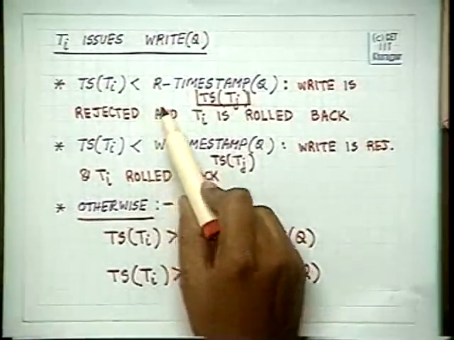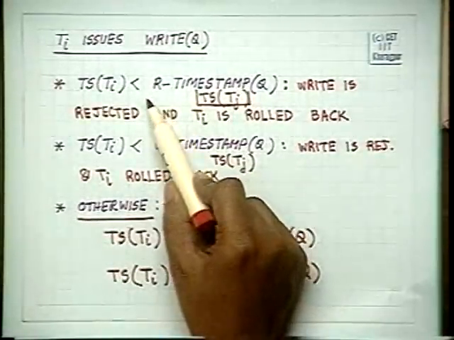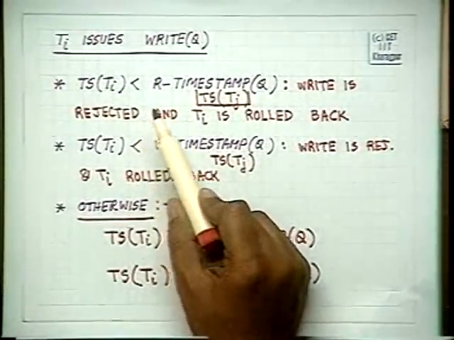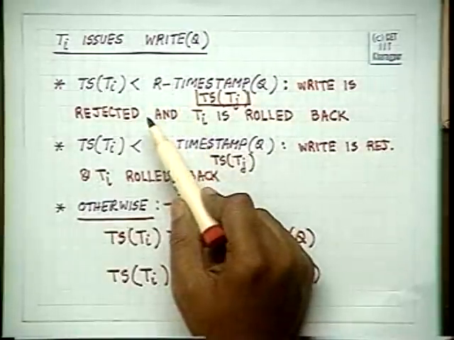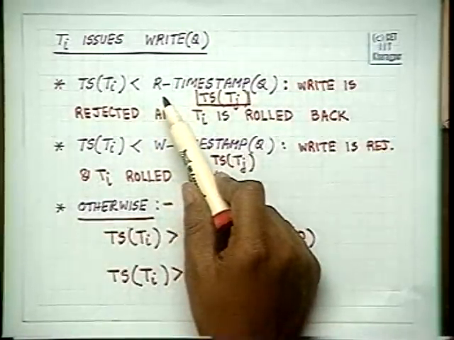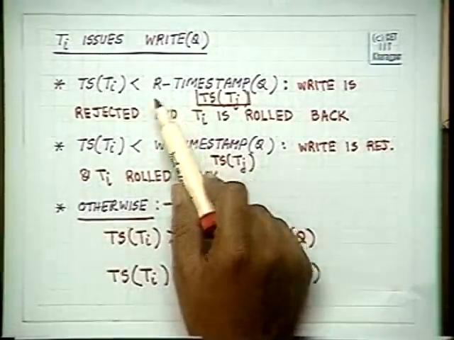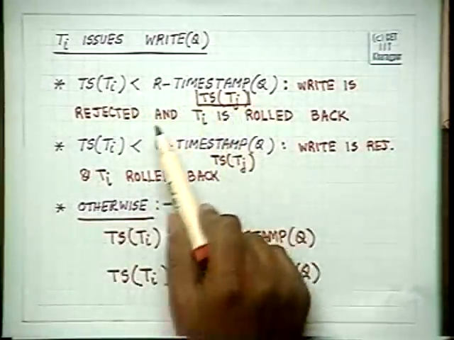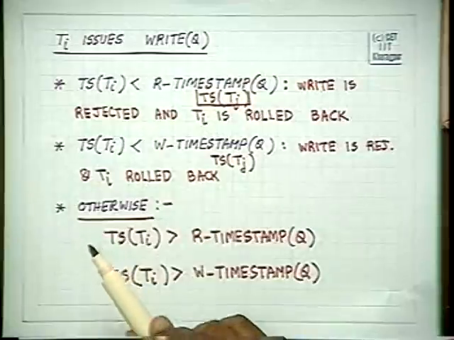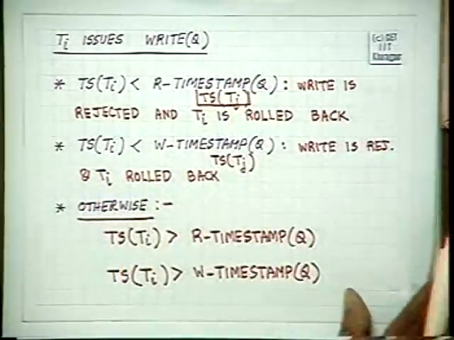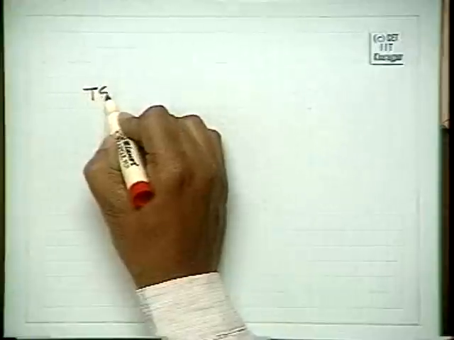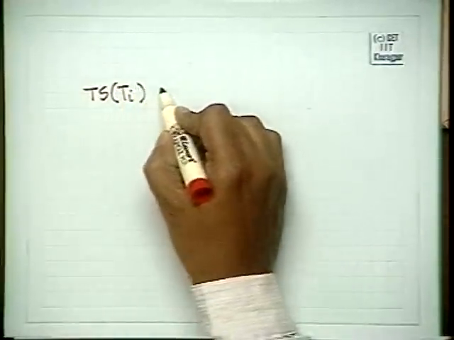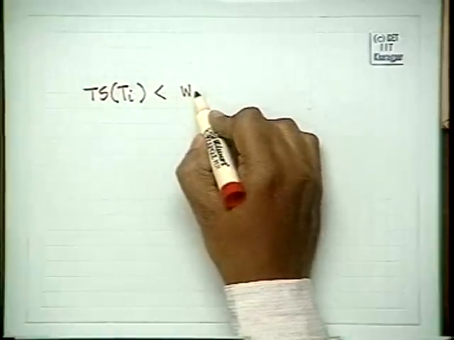In the case of write, here also somebody has read it, and we are trying to write after somebody who has started before me has read it. So this also we cannot allow, if we want TI to be followed by TJ as the equivalent serial schedule. That cannot happen. But look at this. This is a slightly more complex situation. TS(TI) is less than the W timestamp.